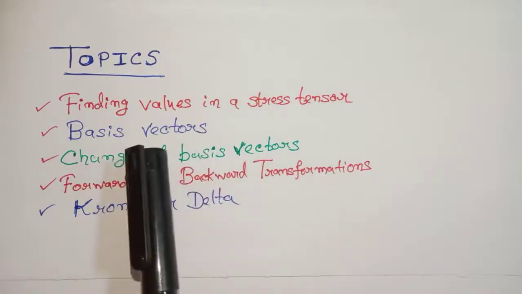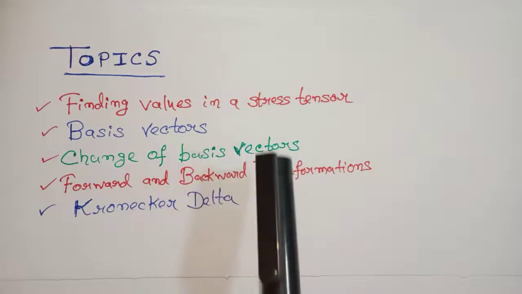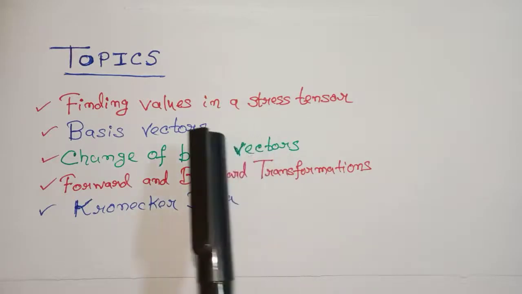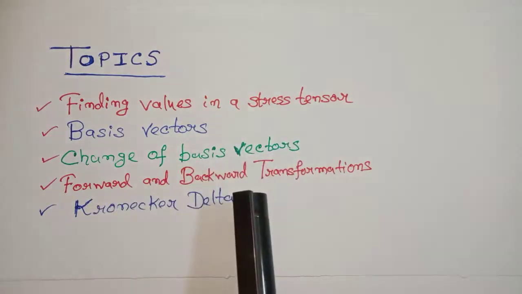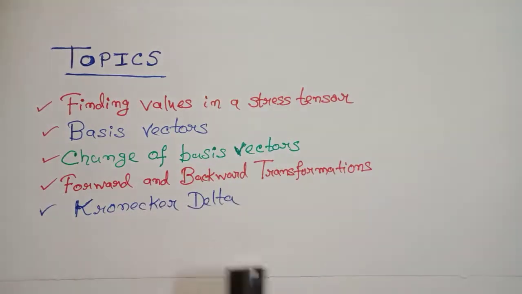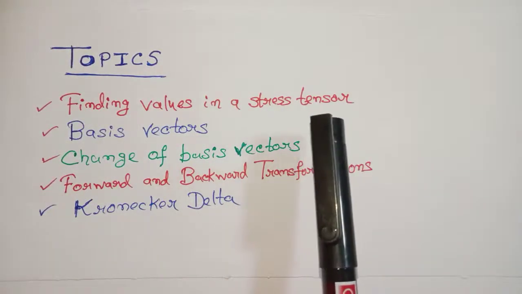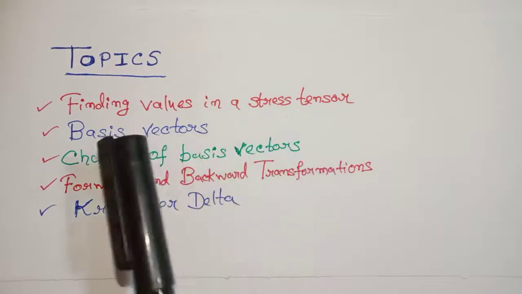We are also going to understand what basis vectors are and how the change in basis vectors causes an important change in tensor analysis. We are also going to look at forward and backward transformations. And finally, we will look into what a Kronecker delta is. So finding values in a stress tensor is a trivial example. It would be quite easy to understand.